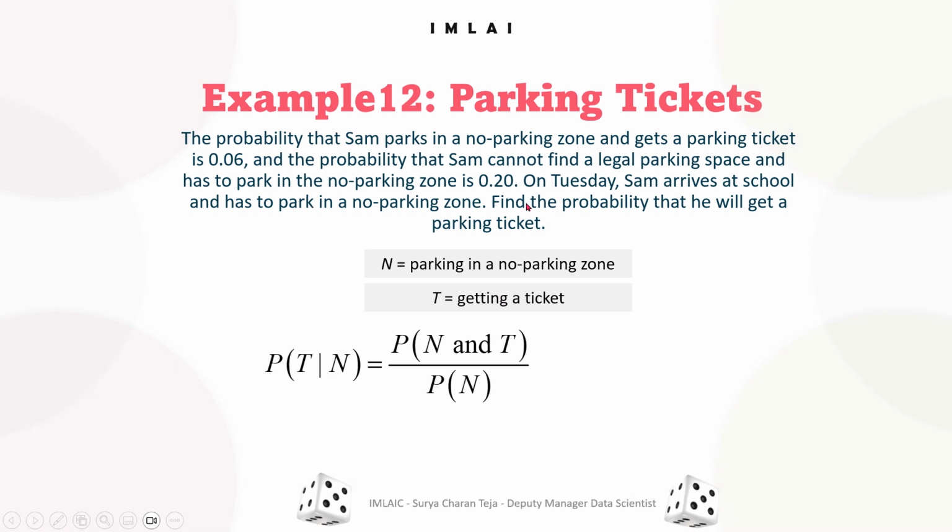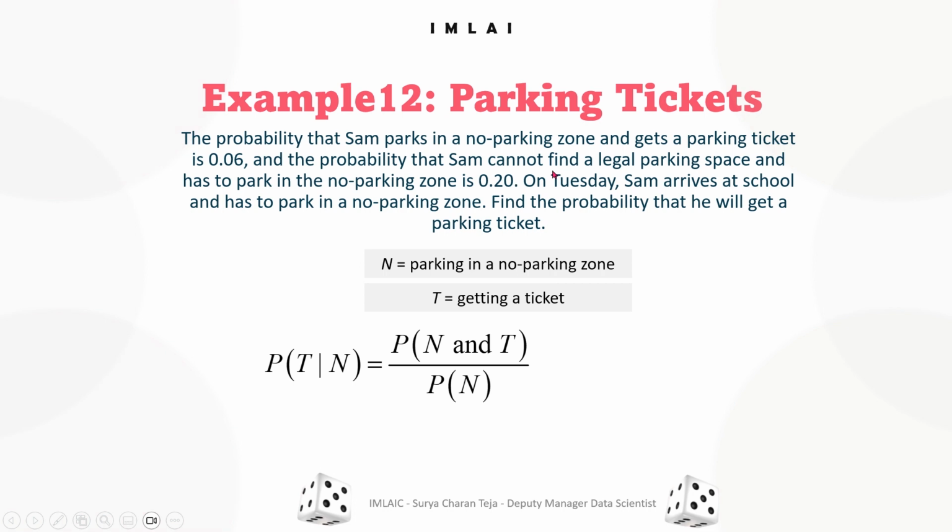Find the probability of getting a parking ticket given that he has parked in a no parking zone. Again, I'm repeating. The question is Sam arrives at school and has to park in a no parking zone. So after the no parking zone, what is the probability that he will get a parking ticket? These are absolutely dependent events. One is parking in a no parking zone and then getting a ticket.